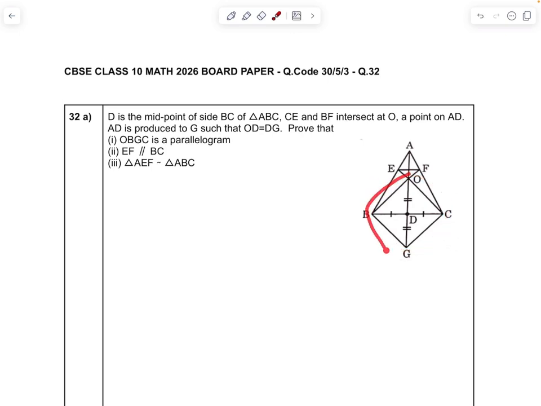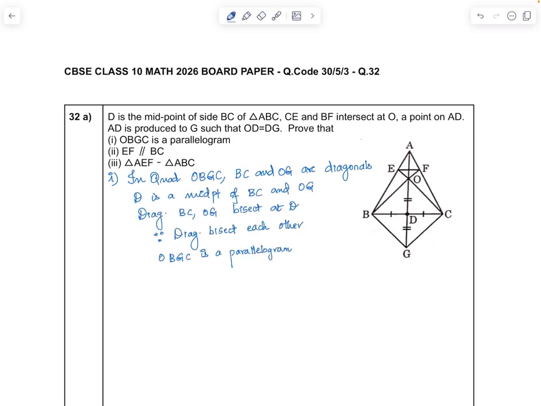So let's observe this quadrilateral OBGC. In OBGC, BC and OG are diagonals. Here D is the midpoint of BC and this D is also the midpoint of OG. That is, these two diagonals are intersecting at the same point D. The diagonal BC cuts the diagonal OG into two equal parts. Same way, the diagonal OG cuts the diagonal BC into two equal parts. Therefore, this shape is a parallelogram because diagonals bisecting each other is a property of a parallelogram. Hence, the first statement is proved.